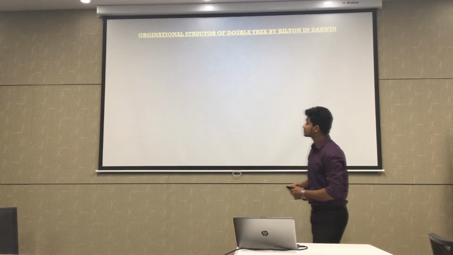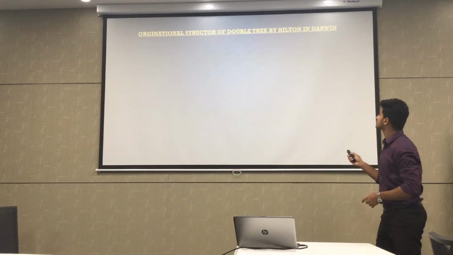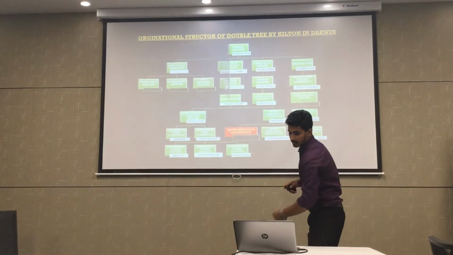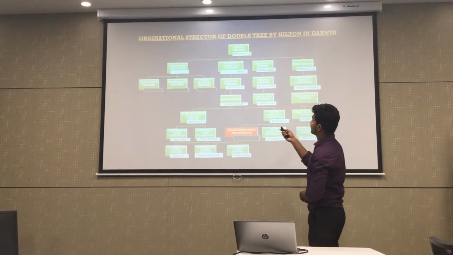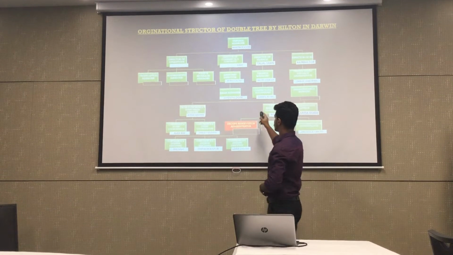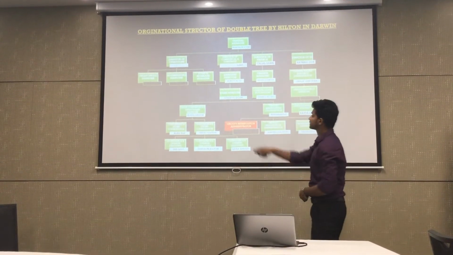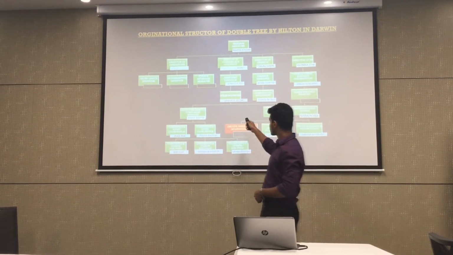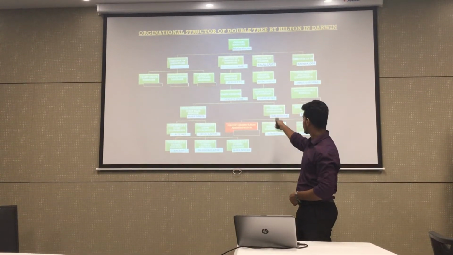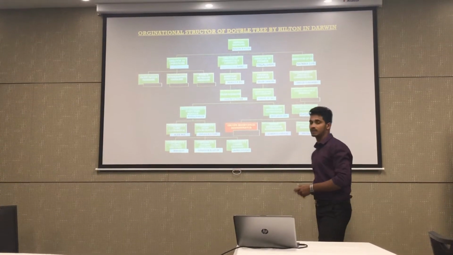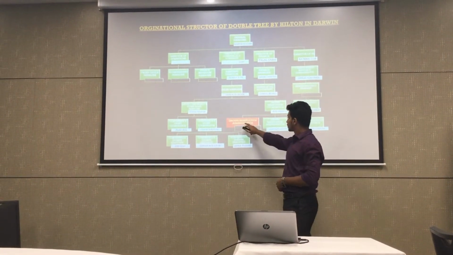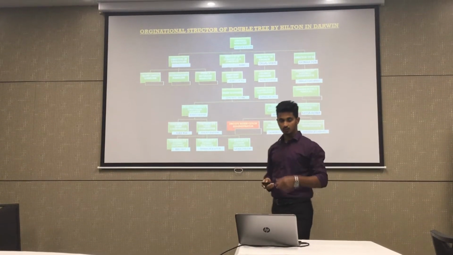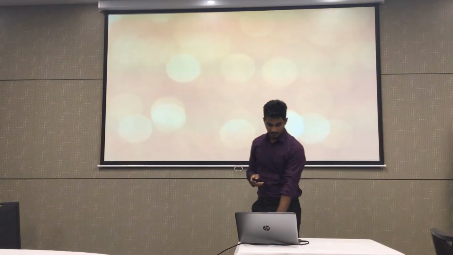Here is the organization structure of DoubleTree by Hilton in Darwin, where I was doing my internship. Under the general manager, my department was the commercial group, and all my tasks were assigned by the sales manager and organized by the group reservation coordinator. And me, as a group reservation administrator, I was managing all the group accommodations.